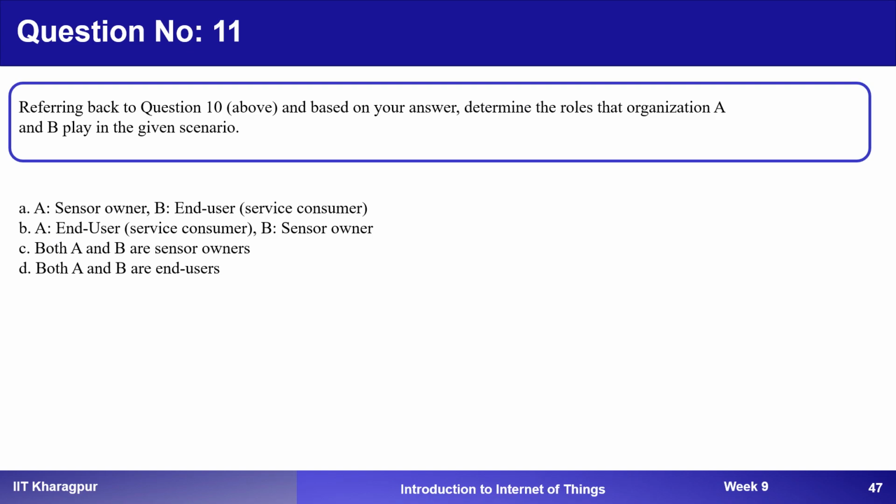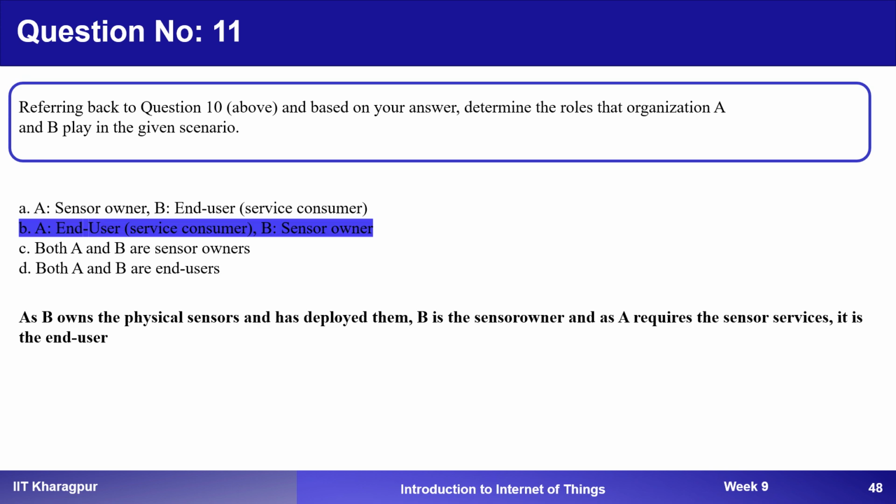Yeah, so the correct option is B, because A does not have its own resources. It is going to use the resources of B. So B will act as the sensor owner and A will act as your end user. So the correct option for this is B.